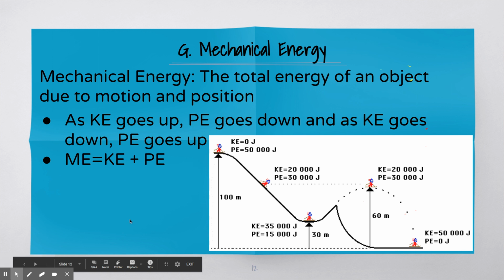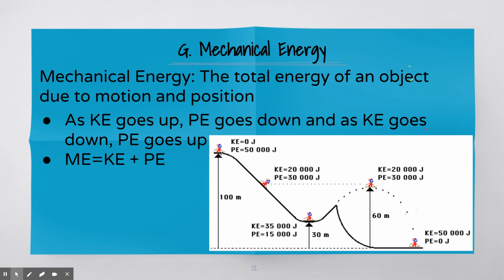All right, and then our last slide has to do with mechanical energy. And mechanical energy is the total energy of an object due to motion and position. So as the kinetic energy goes up, the potential energy goes down. And as kinetic energy goes down, potential energy goes up. But the total amount of mechanical energy always stays the same. And mechanical energy is kinetic plus potential energy.